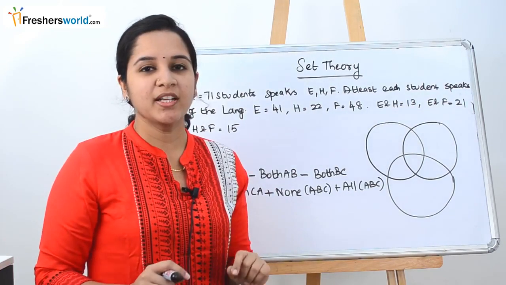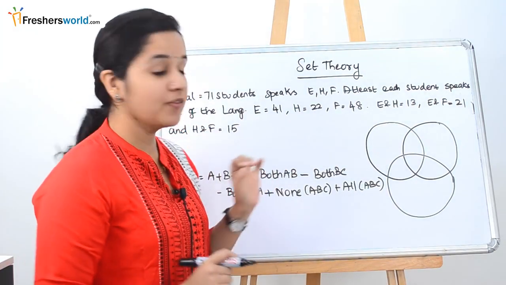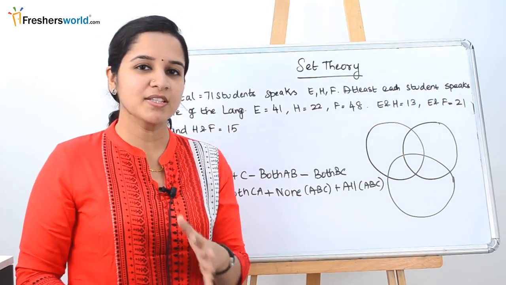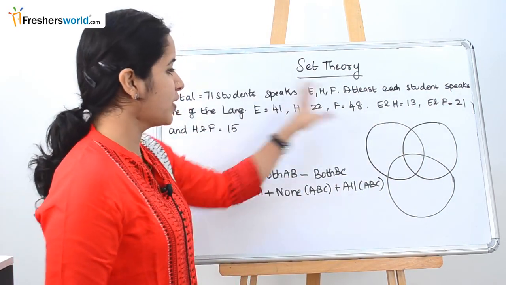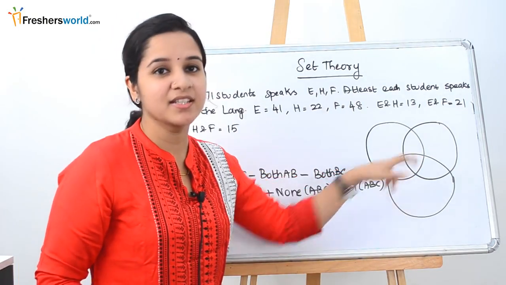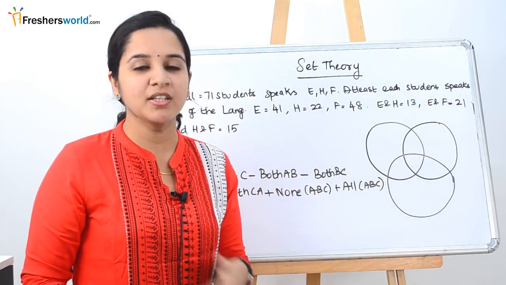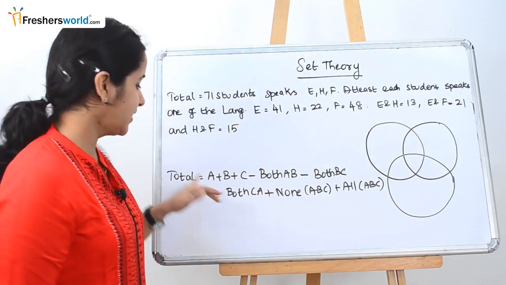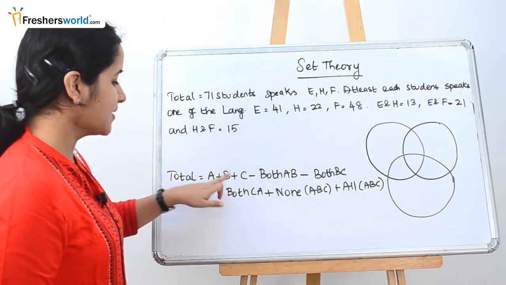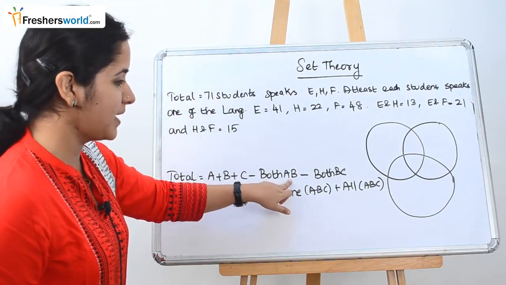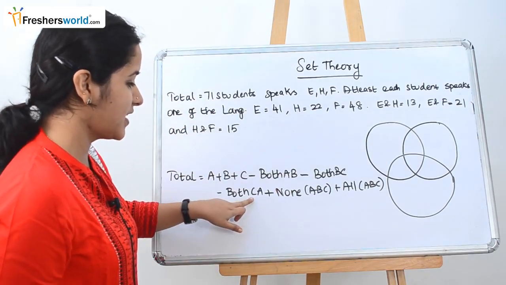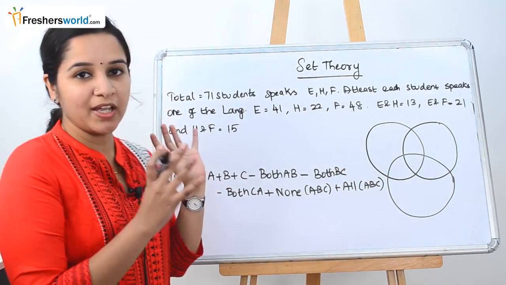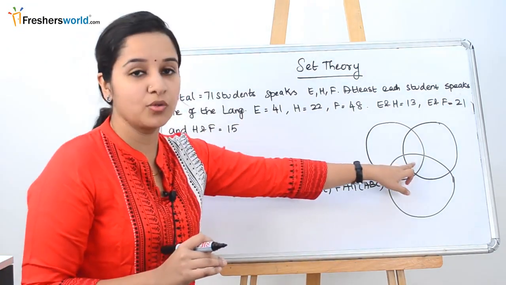So we know that in the basic concept video we dealt that we should always find the central value first and then start solving. The major mistake students make is that they start putting all these numbers, assume this as x and start solving. That's a more tedious method and it's going to take you more time. In the first video we told about the formula that total is equal to a plus b plus c minus both ab minus both bc minus both ca plus none of abc and all of abc. So we are going to substitute the values here to first find out the unknown variable.